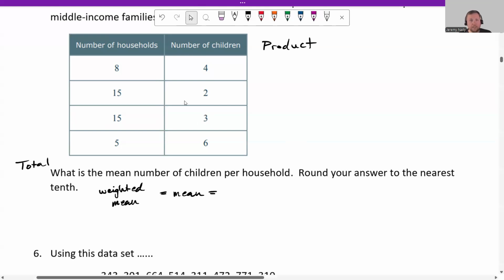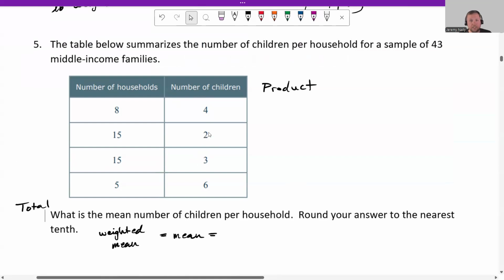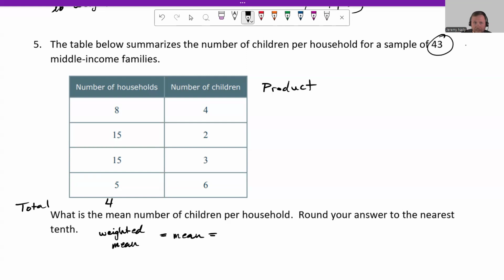And this one, since there seems to be no kind of organization, is a little bit trickier. This is where you can do a little bit of what I like to call social engineering and think about how the question was written. Right there, they said for a sample of 43 middle income families, that's the same thing as number of households. And you can double check, you'll see that this column adds up to 43. So we don't care about that total.